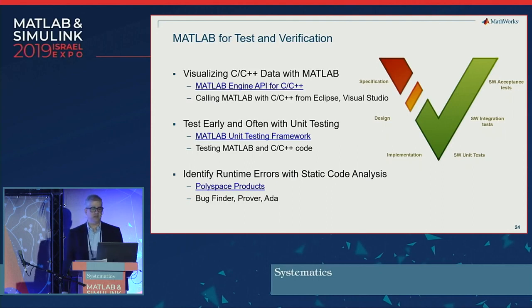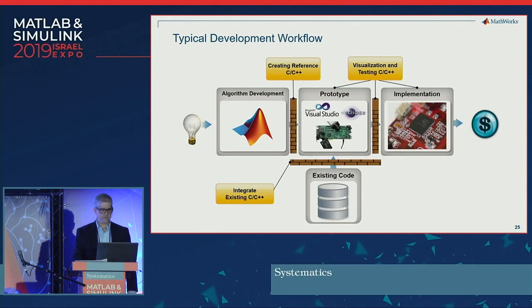All right, so we talked about visualizing C and C++ data with MATLAB in Visual Studio and in Eclipse using the MATLAB Engine API. We've talked about MATLAB unit testing framework. One thing I haven't mentioned is our ability to identify runtime errors with static code analysis using the Polyspace products. I believe we have a talk on that in the model-based design track if that's interesting to you. But that's not a typical topic for an image processing track.